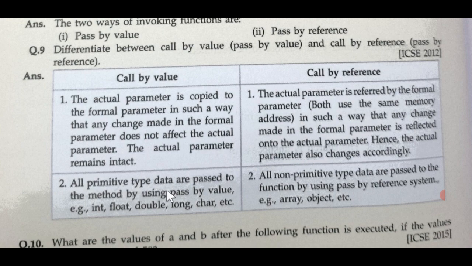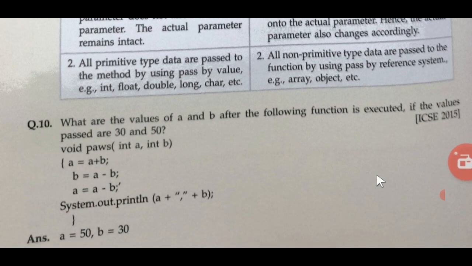Then all primitive type data are passed to the method by using pass by value: int, float, double, long, char, etc. All non-primitive type data means passing an object or array. So all non-primitive type data are passed to the function by using the pass by reference system. So that is, for example, array, object, etc. Okay, so that is the difference.